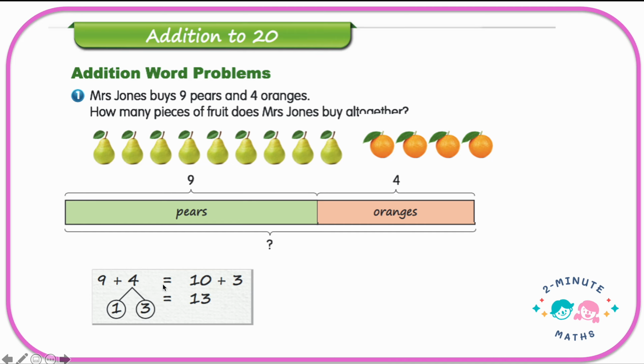Okay, and in here, we want to reinforce what the kids learned on the number bonds, no? For easy mental addition, we can say that you can break down the 4 into 1 and 3. And if you break it down, then you have 9 plus 1 equals 10, plus 3 equals 13. So the answer is Mrs. Jones buys 13 pieces of fruit altogether.